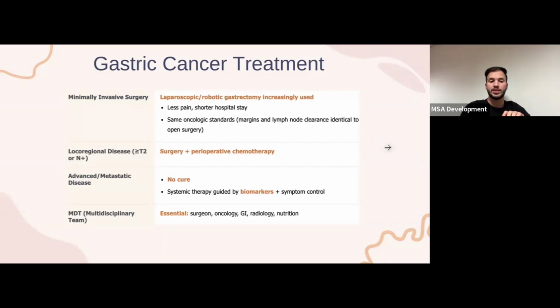Now, if the disease is advanced or metastatic, there's no cure for it, so we go ahead with palliative care and treat the symptoms, and we check if the patient has any biomarkers that can help in targeting, like HER2 or PD-L1. And of course, we need a multidisciplinary team, including surgeons, oncologists, radiologists, and gastroenterologists.